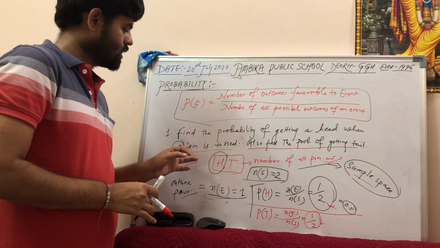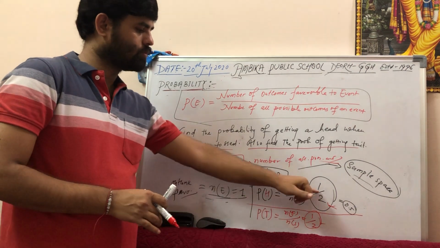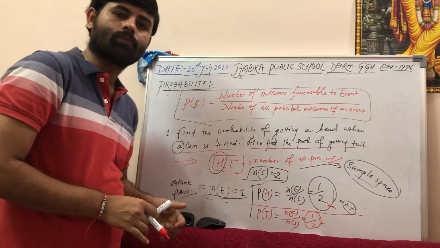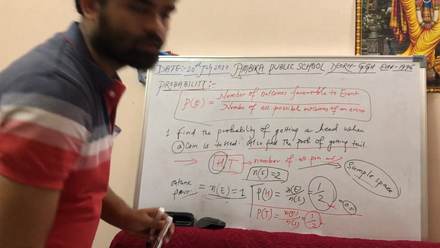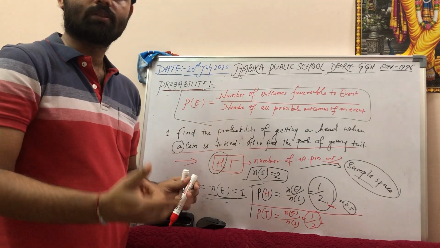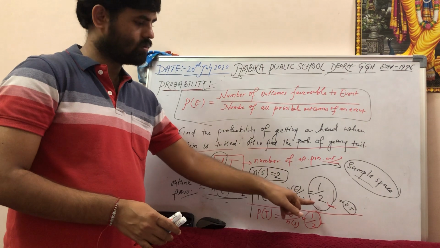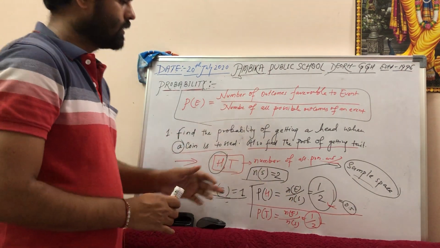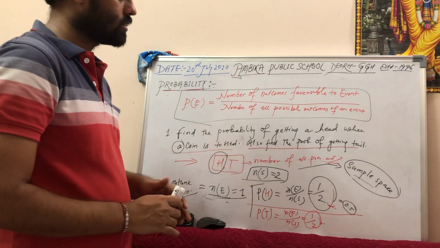You can see that when you are tossing a coin, the probability of getting a head and the probability of getting a tail are equal. Why? Of course equal, right? If I toss a coin, only 2 things will come, right? So I will say 50-50 chance. 1 by 2, 1 by 2. It is just on tossing a single coin that you are getting this.